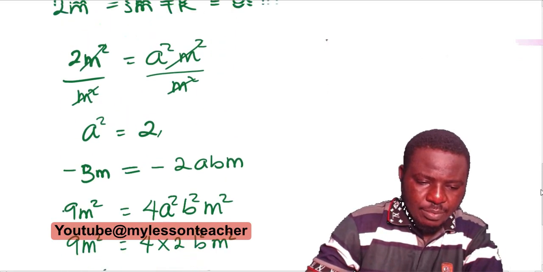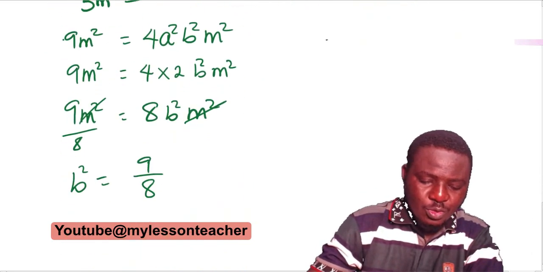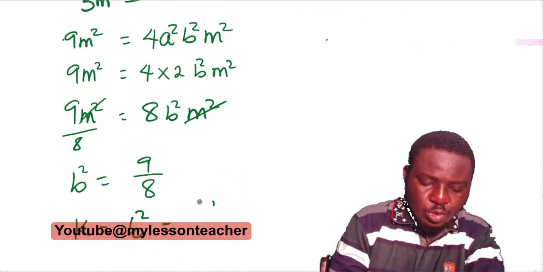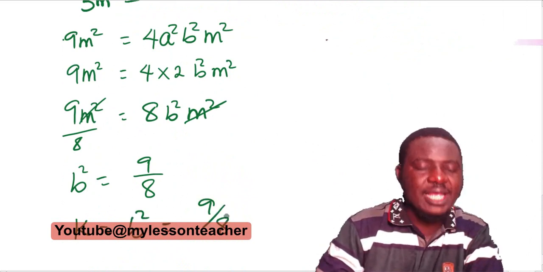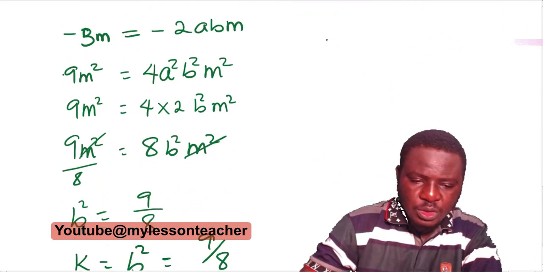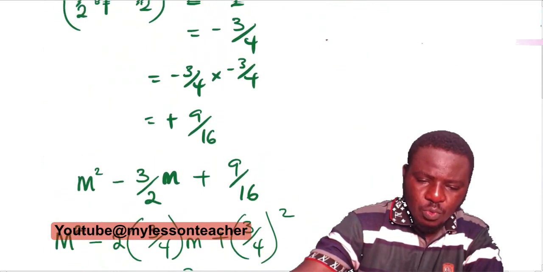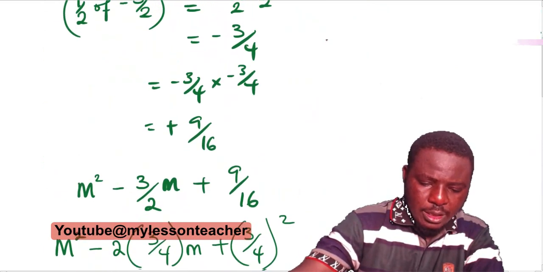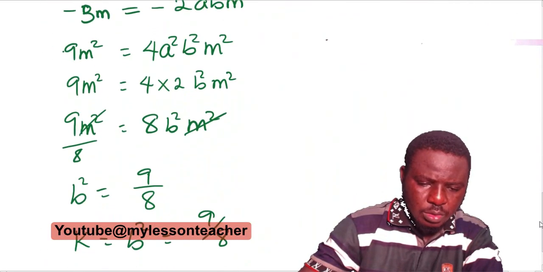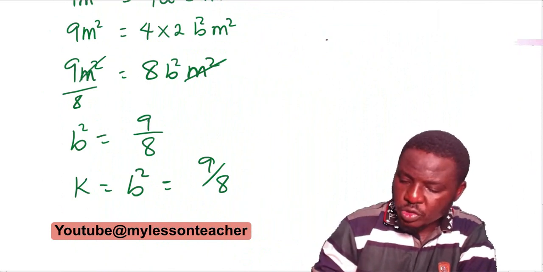Now the last term is k. k is equal to b squared. So k is now equal to b squared, which is equal to 9 over 8. So 9 over 8 is that term that must be added to make that a perfect square. And I believe that was the same thing we got. Okay, we got 9 over 16. Let's look at it very well. Okay, so k is equal to 9 over 8.